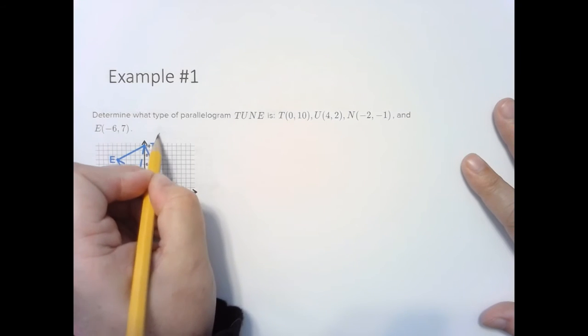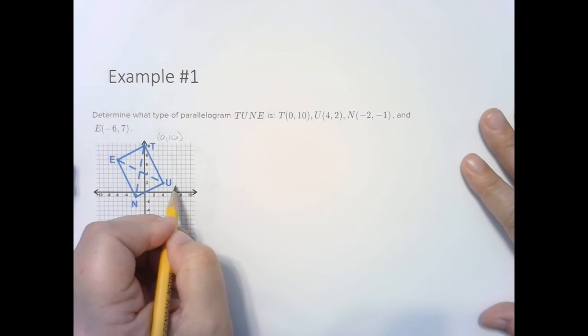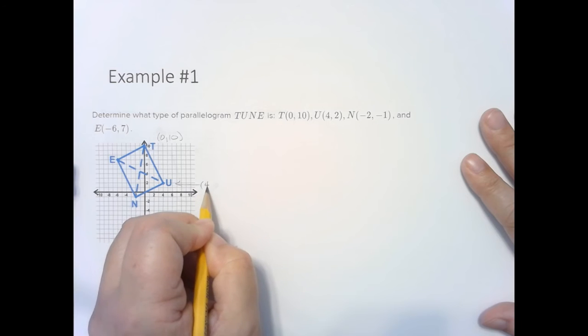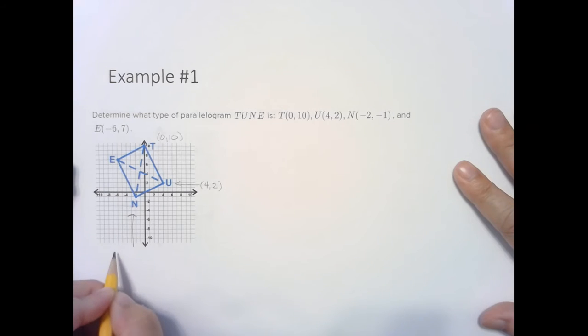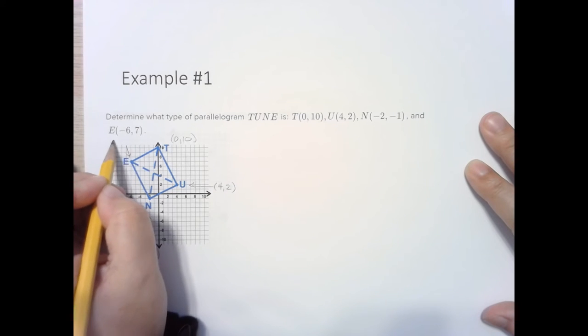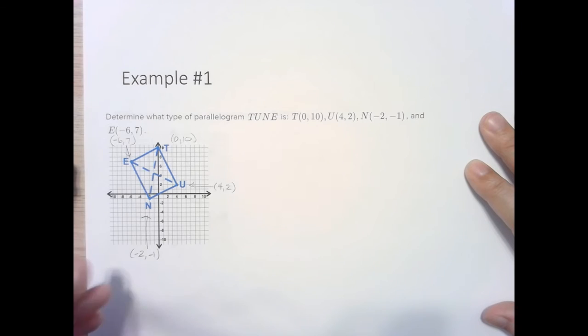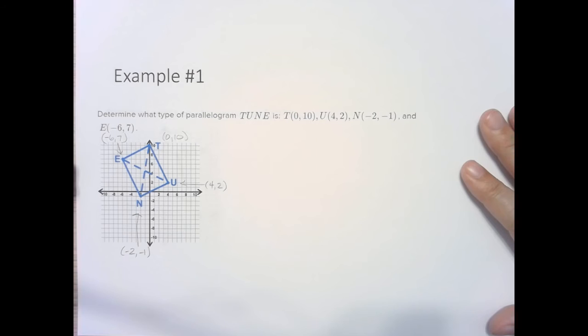So I'm going to label that. T is 0, 10. U is 4, 2. N is -2, -1. I'm trying to write it so you can see it. And E is -6, 7. Okay, so we are looking at it and it looks like it might be a rectangle. Okay, and we need to prove what we think it is.